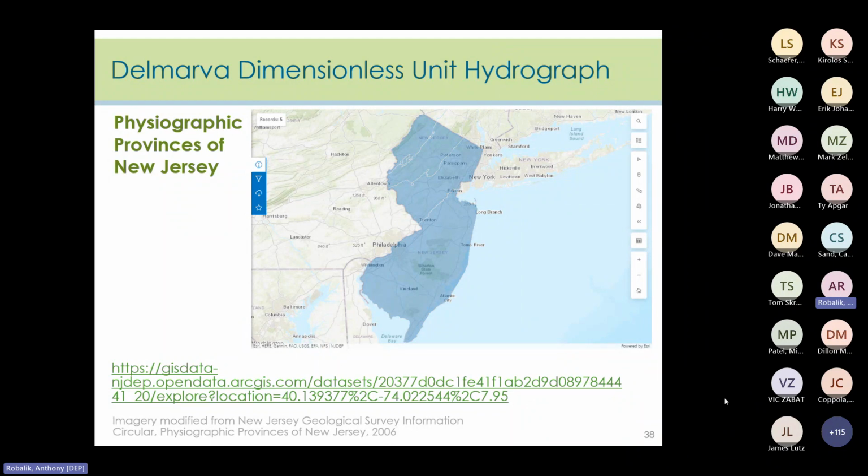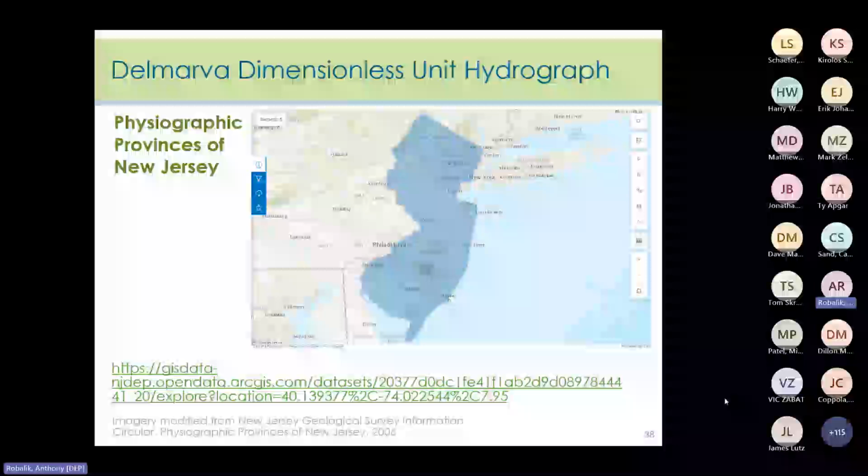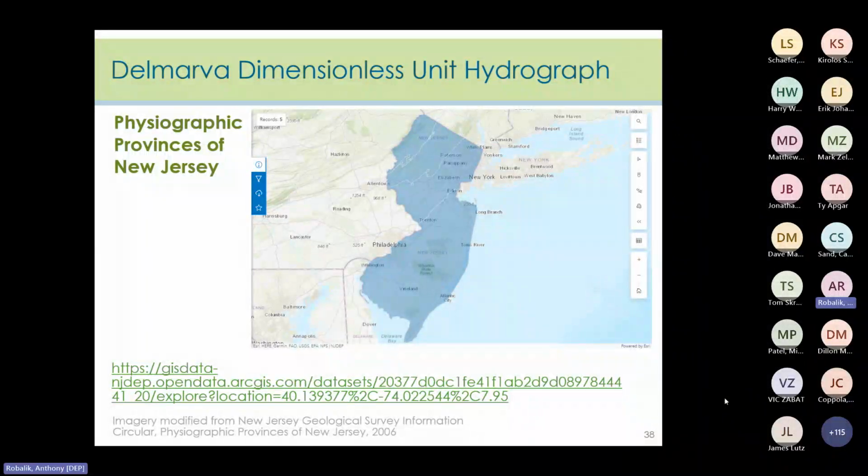So this is a GIS layer noting the different physiographic provinces within the state, and this is from the NJDEP Bureau of GIS website. So this allows the user to look up the actual site address to very easily make a determination as to which physiographic province a site falls in. And the link noted here on the bottom of the slide will direct you to this GIS application.